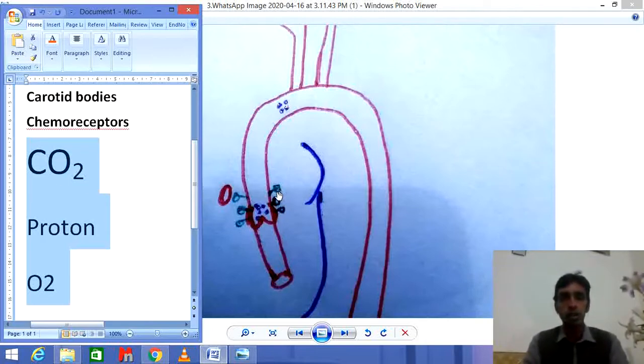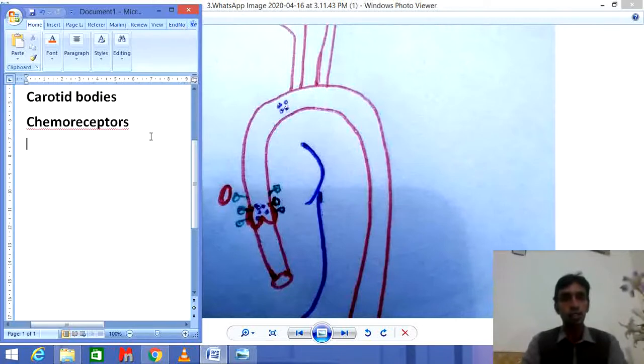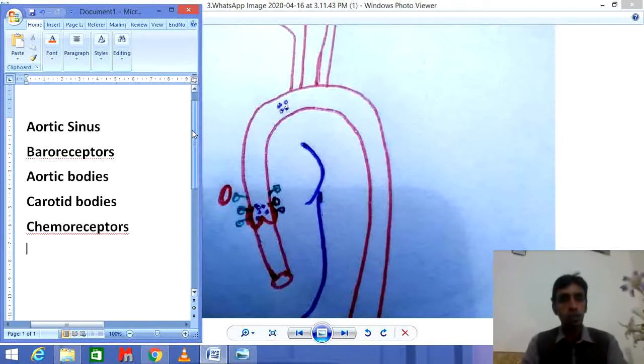Or you can also say that the carotid bodies and the aortic bodies are responsible for the detection of carbon dioxide, proton, and oxygen concentration inside the blood. These carotid bodies and aortic bodies are also having blood supply. Yes, there are veins and arteries which supply blood to these bodies. So during the blood supply, these detect the concentration of carbon dioxide, proton, and oxygen in the blood. So these are chemoreceptors. These are for the detection of these three chemicals.